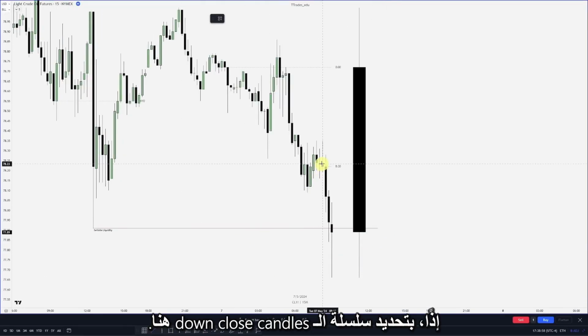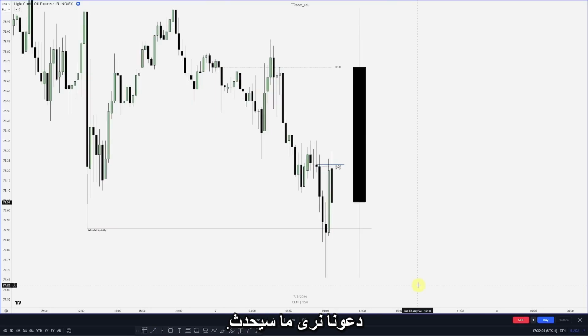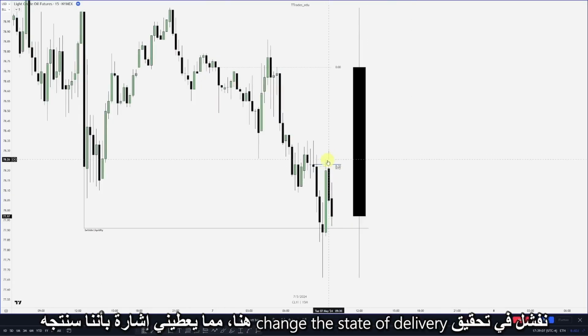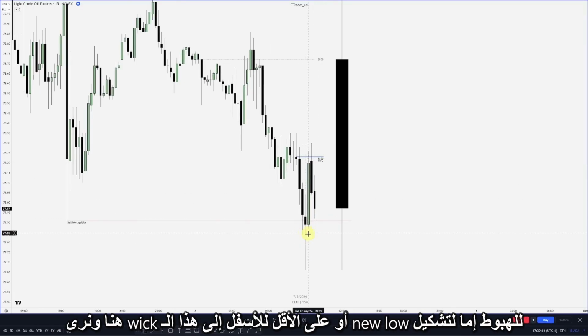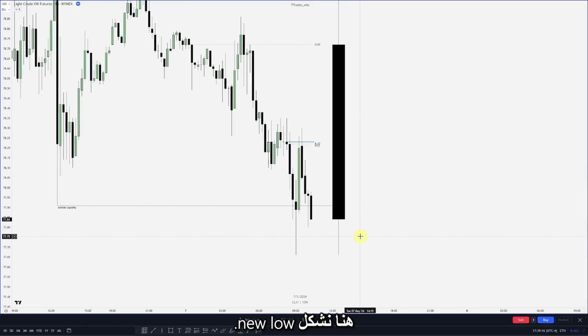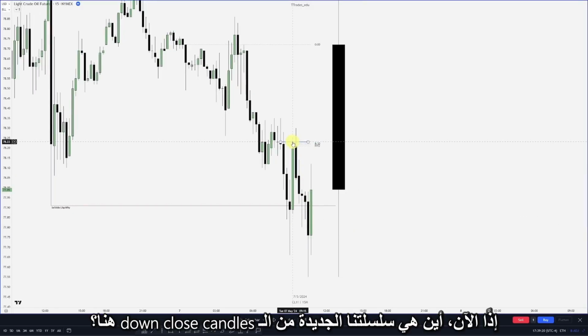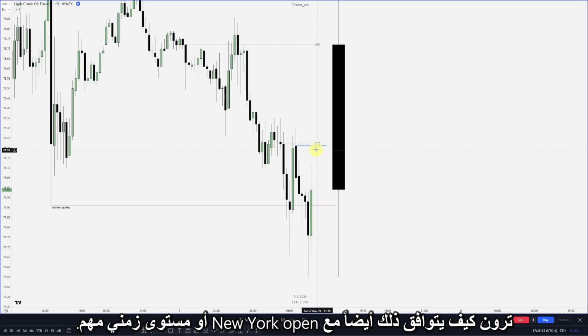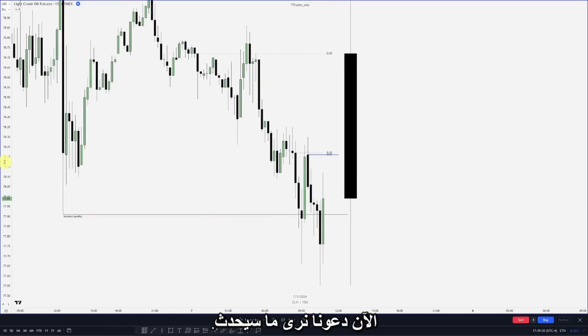So marking out this series of down close candles here, this would be our change in the state of delivery. Let's see what happens. We fail to change the state of delivery here, which gives me the indication we're going to move lower to either make a new low or at least down into this wick here. Let's see what happens. Here we make a new low. So now, where is our new series of down close candles? Right here. You see how that also lines up with New York open, or an important time level. So now let's see what happens.